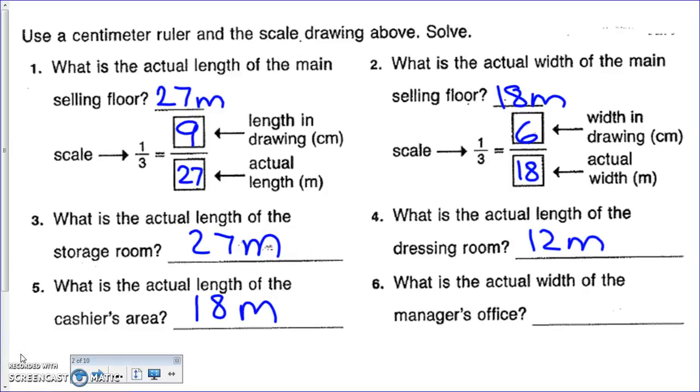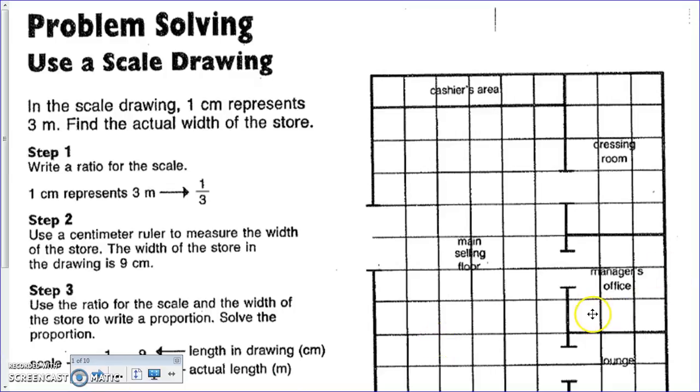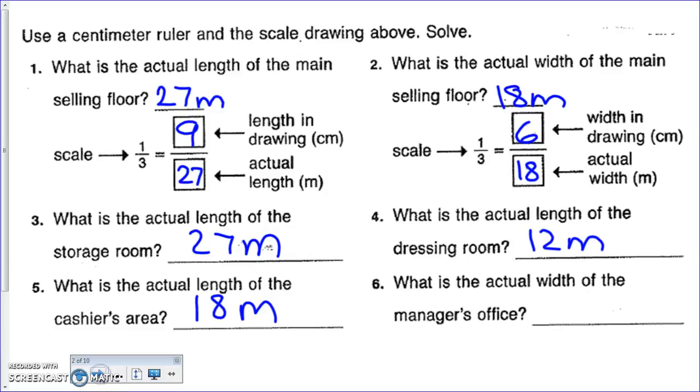Finally, number 6, what is the actual width of the manager's office? So again, we go back, we check, and we're going to count across 1, 2, 3. And we know that 3 centimeters in the drawing, we need to multiply by 3, so we get 9 meters in real life. So that's the actual width.